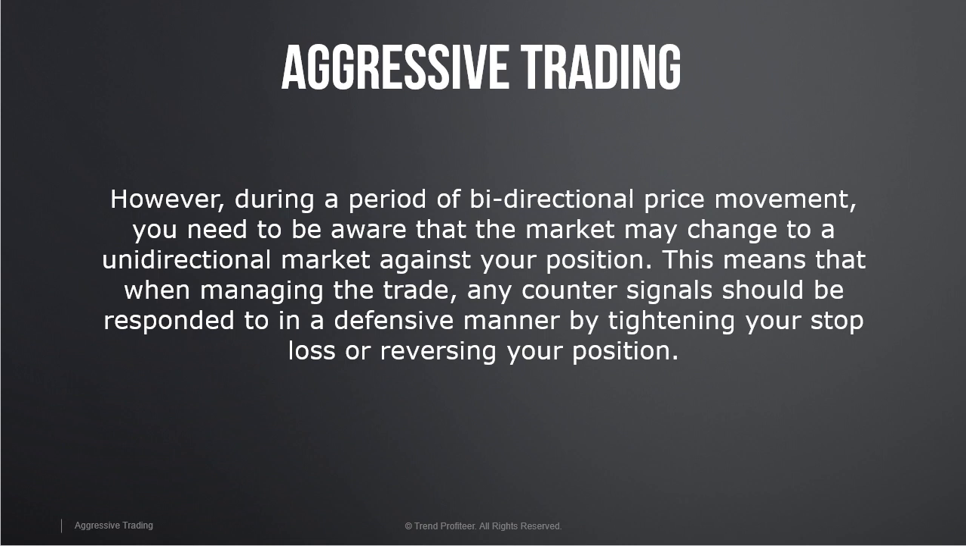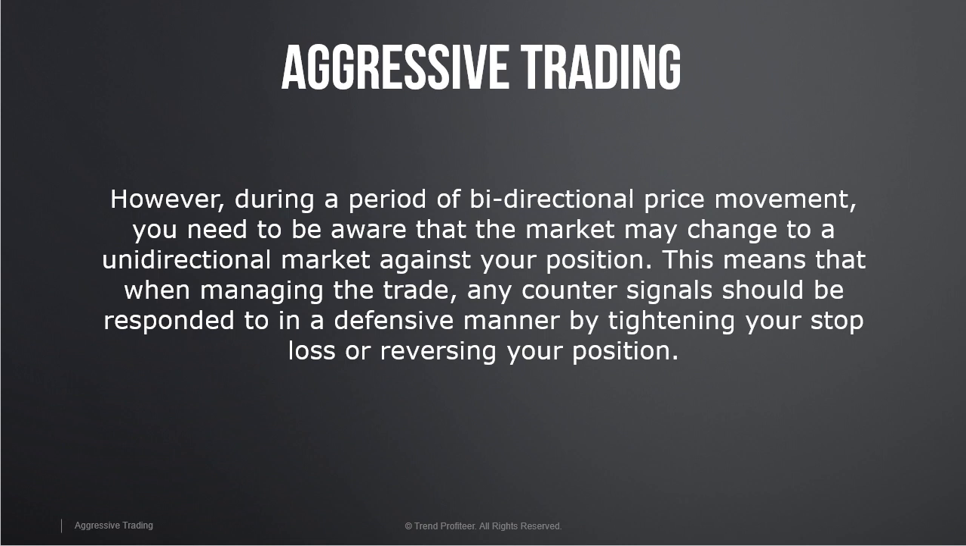Let's say you take a buy and it's a bidirectional market. It's a blue arrow, and suddenly price moves down. One of the higher time frames turns from a green to a red, and suddenly you've got 4 reds against your position, which makes it a sell only. So it just means that when managing the trade, any counter signals should be responded to in a defensive manner by either tightening your stop loss or reversing your position.